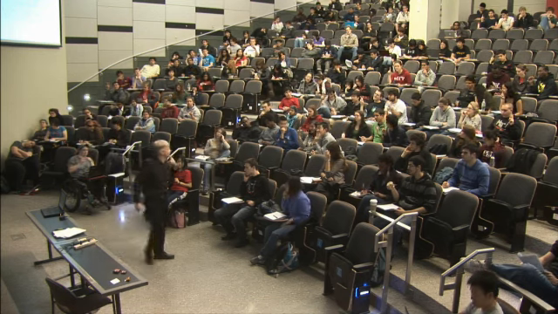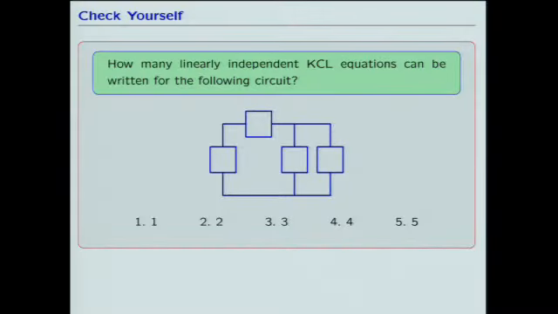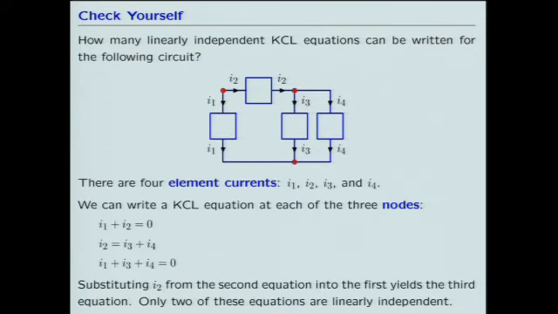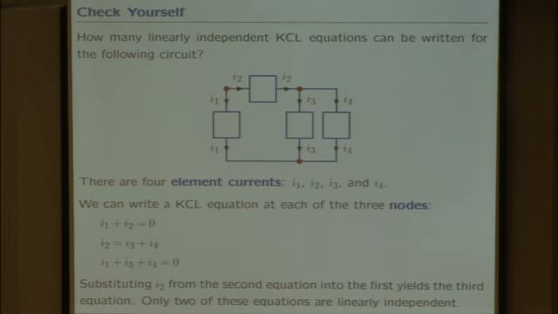So how do you think about the number of linearly independent KCL equations? First thing to do is to label things, right? You have to have reference directions before you can think about things. So we have four elements. We would be expecting to see four element currents. The same current that goes into an element has to come out of it. So there's element current 1, 2, 3, and 4.